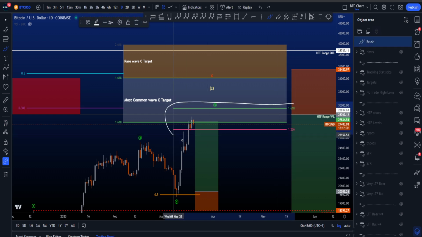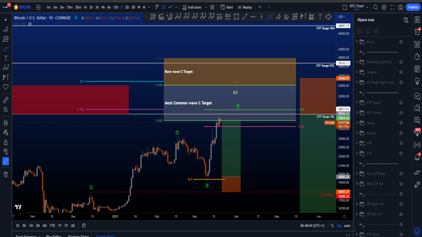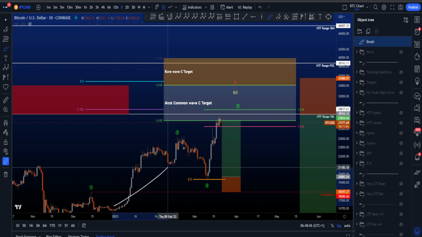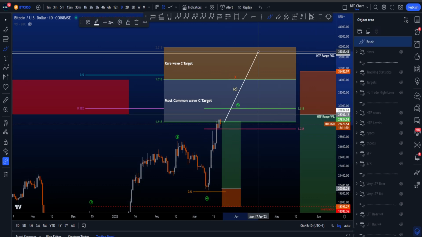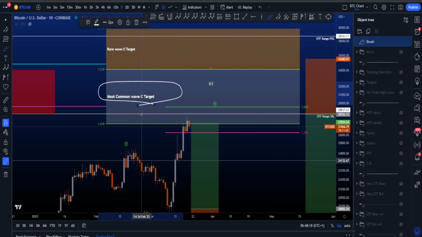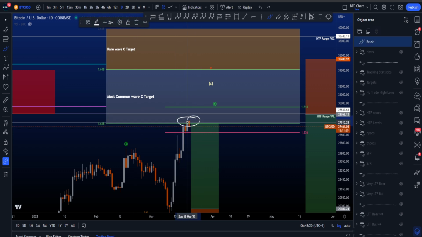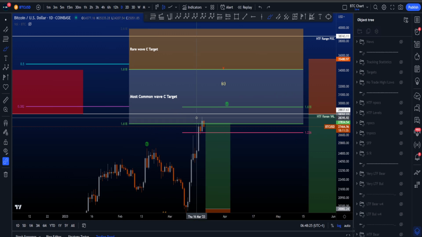So this target area is the target area for a normal wave 5, not an extended one, but a normal one. But because wave 3 is already extended, wave 5 tends to be normal and not all the way extended to the upside. So that is important to know, with the 1.618 sitting at 29.6k. Now, of course, I already showed you the most common wave C target box. So we hit the most common wave C target box inside this wave 5 target area as well.